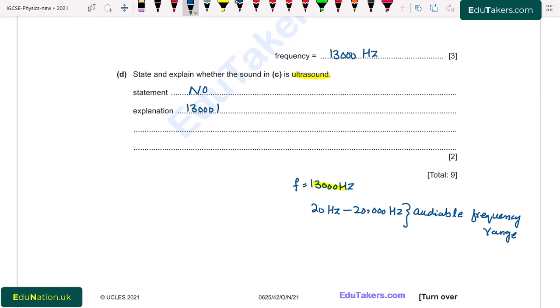13,000 Hertz is less than 20,000 Hertz. Therefore, it is not ultrasound.